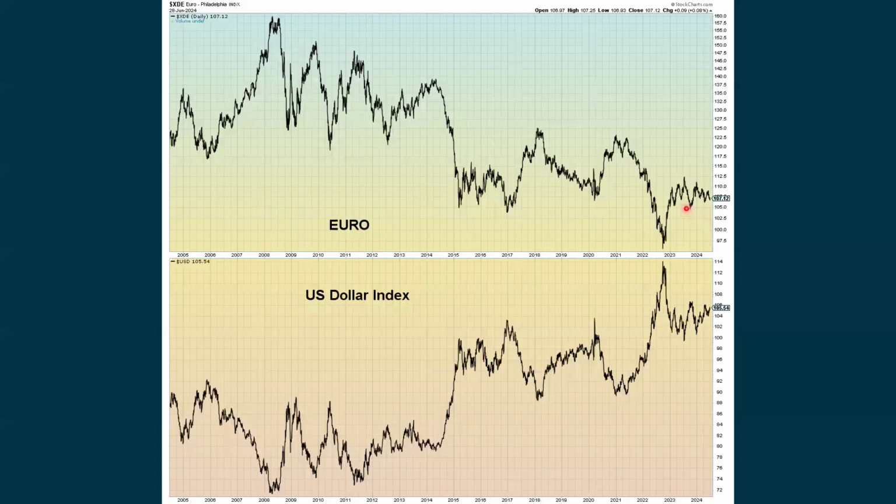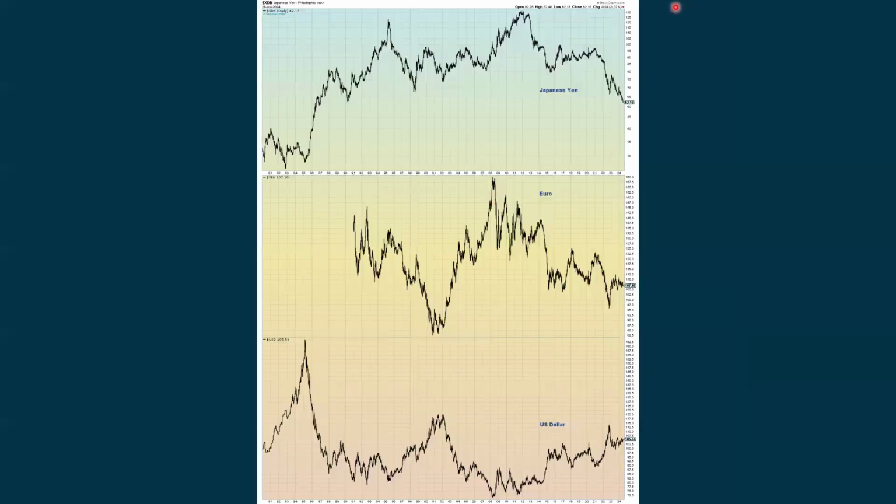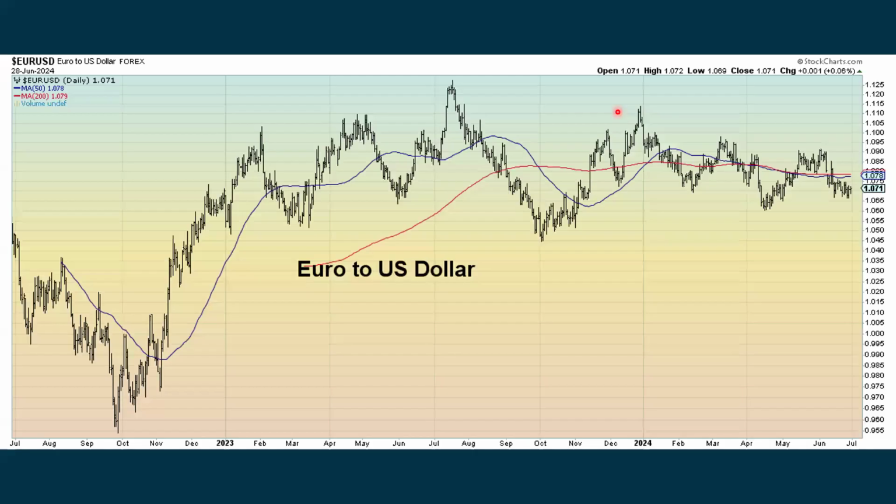And here's the euro up on top, and then the US dollar index. And these are pretty much a mirror image of each other. Even though the US dollar index has other currencies that are calculated in it, the euro by far is the biggest currency. And then we look at the Japanese yen, which is in a really solid downtrend compared to the dollar. And then I have some breakout charts where the euro is in a downtrend compared to the dollar.